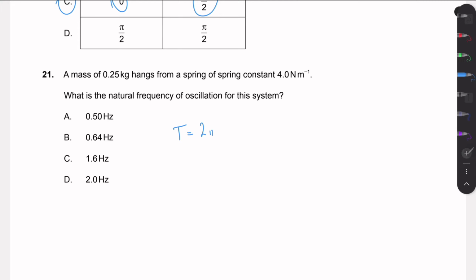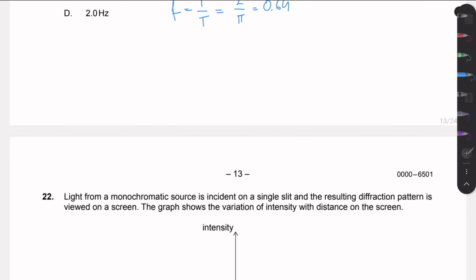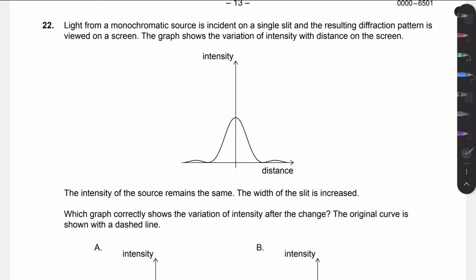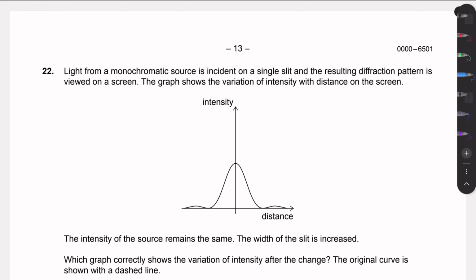So we can calculate the period of a spring mass system with 2 pi root of m over k, and we know that frequency is 1 over the period. So this will be 2 pi times root of 1/4 over 4. So that's going to be 1 over 16, and then the square root of that is 1 over 4. So this will just be pi over 2. And then 1 over the period will be 2 over pi, which if we plug into our calculator will give something around 0.64.